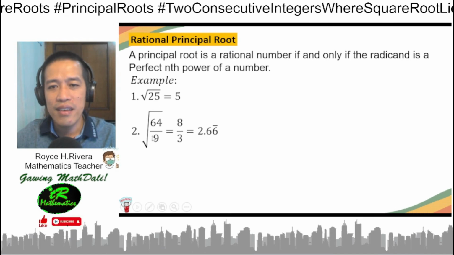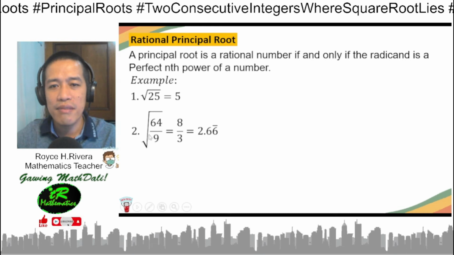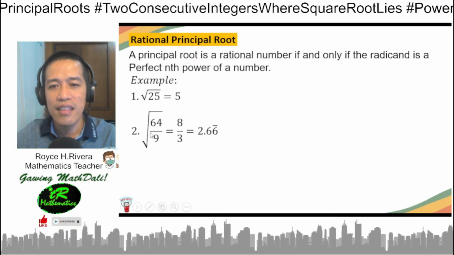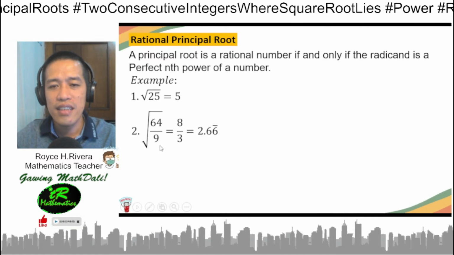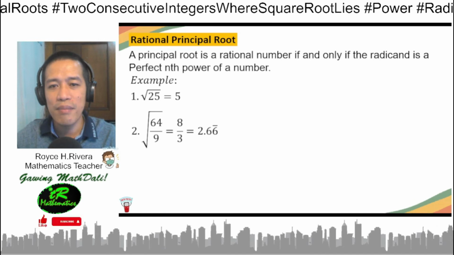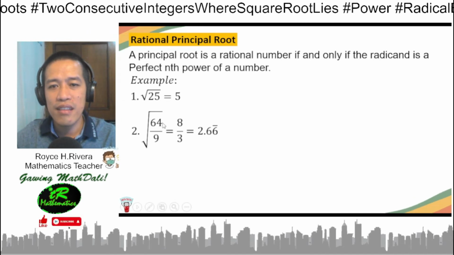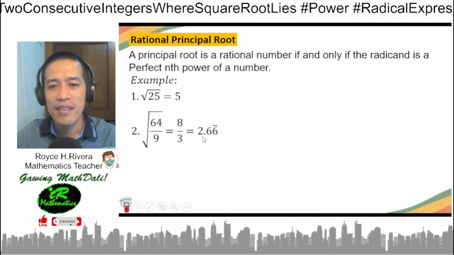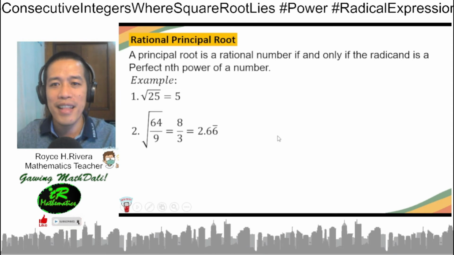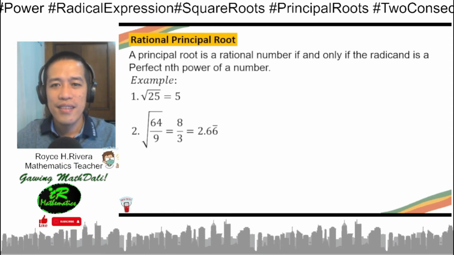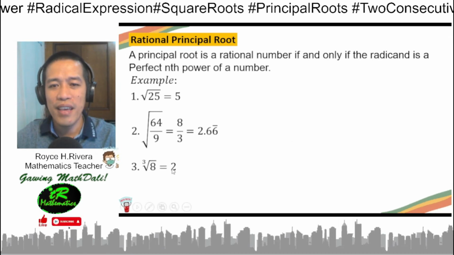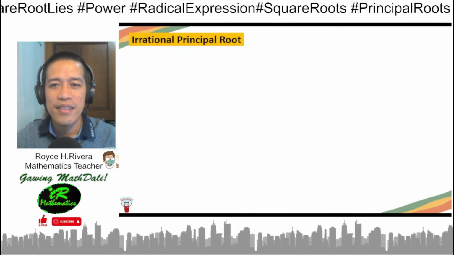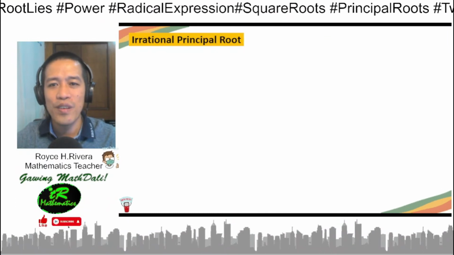Another, the square root of 64 over 9. The square root of 64 is 8 and negative 8. And the square root of 9 is 3 and negative 3. So we get the principal root of the square root of 64 and the square root of 9. So we have 8 over 3. Or in decimal, 2.66, repeating decimal. Third example, the cube root of 8, which is equal to 2.